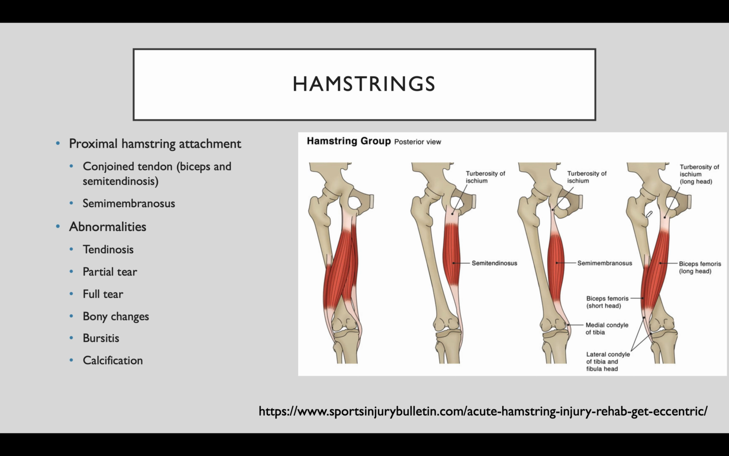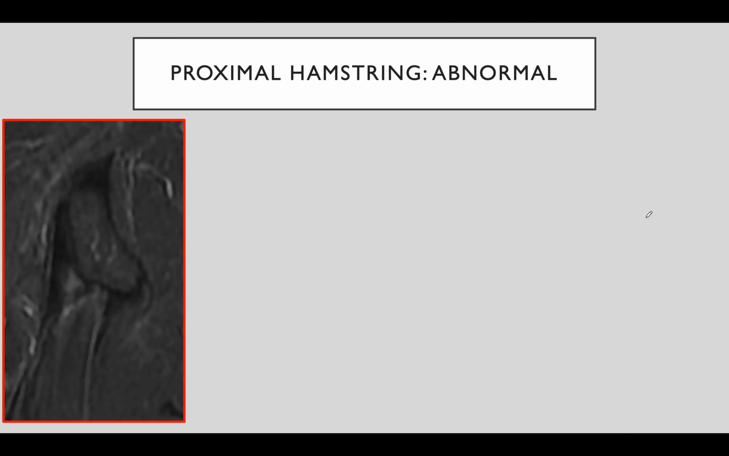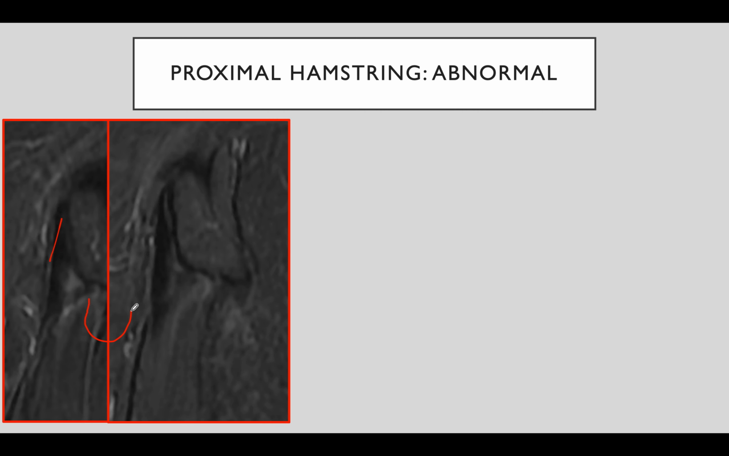The hamstrings are another important portion which form the posterior tendinous attachment. There's the conjoint tendon, which consists of the biceps and the semitendinosus, and then there's the semimembranosus. The abnormalities are tendinosis, tears of varying grades, bony changes, bursitis, and calcification. So here is the proximal hamstring tendon. You can see the conjoint tendon here, and you can see the semimembranosus tendon here. Here you can see that there's a little bit of this fluid signal interposed between this, which is early stripping along that attachment on the ischial tuberosity.